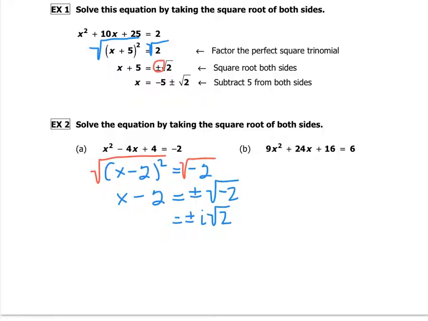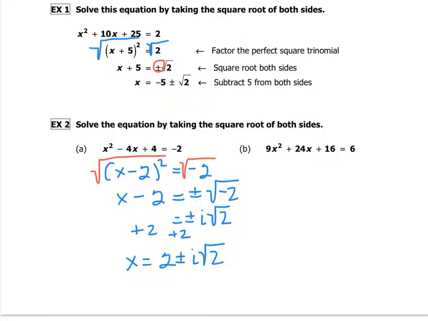Now what I want to do is on both sides add 2. So I get x equals 2 plus or minus i square root of 2. Now this is an imaginary number, so this particular equation has solutions that are imaginary numbers.